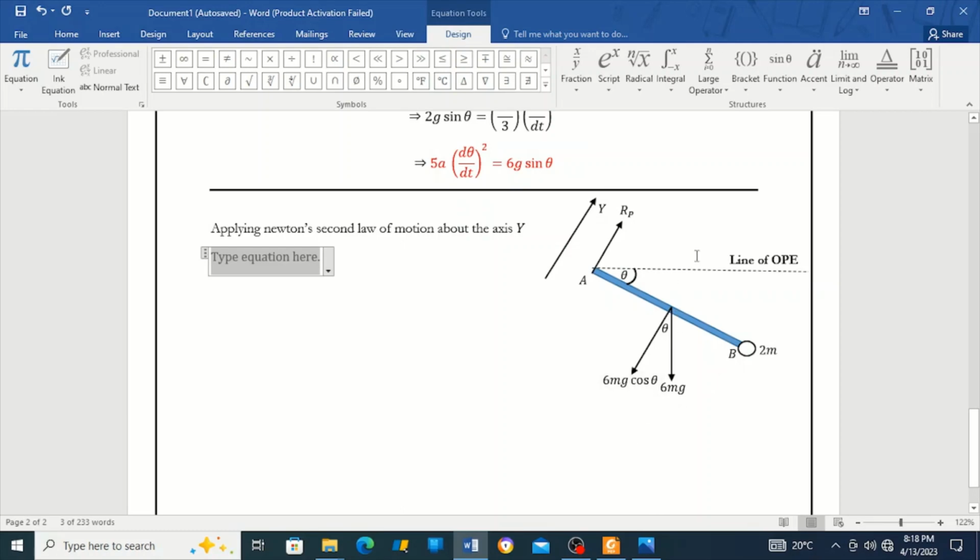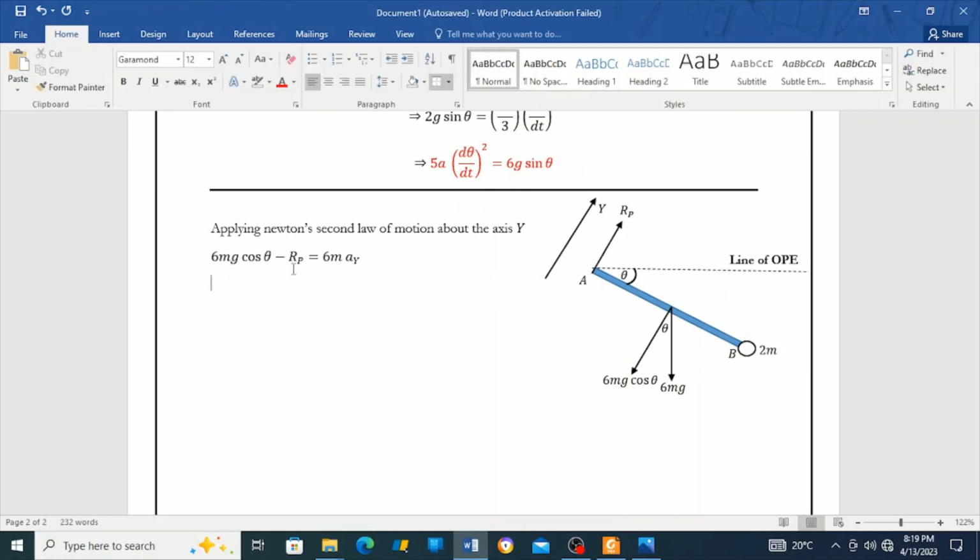So we are going to take the force 6mg cos theta minus this resistive force Rp to be equal to the mass of the system, 6m, times the acceleration in that direction, let's say ay. That's Newton's second law of motion.